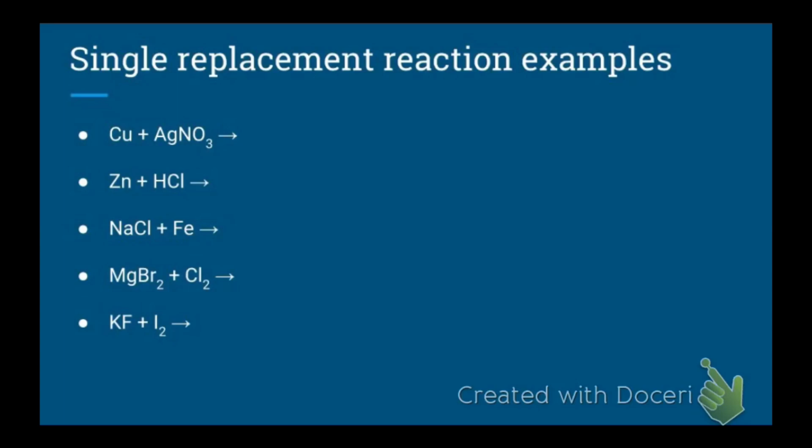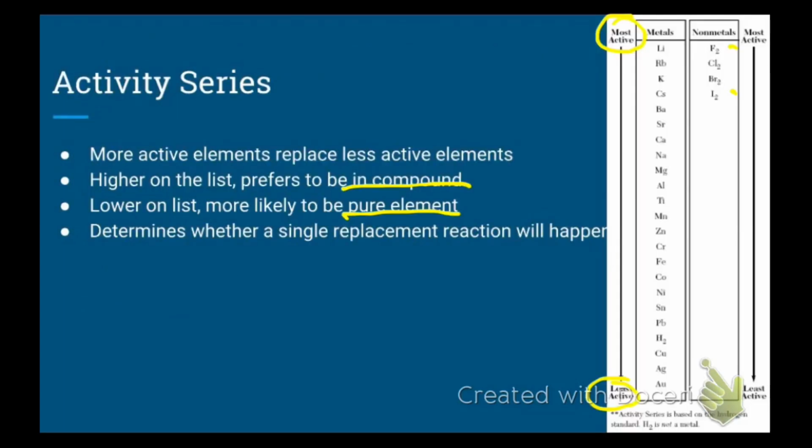So, single replacement reaction. We've got our single element, copper. We've got our metal in a compound, silver. We've got to go back and look at our activity series. So, copper is currently our single element.